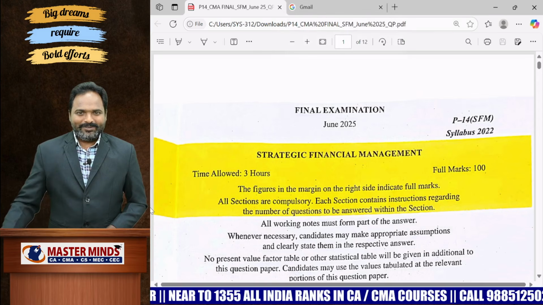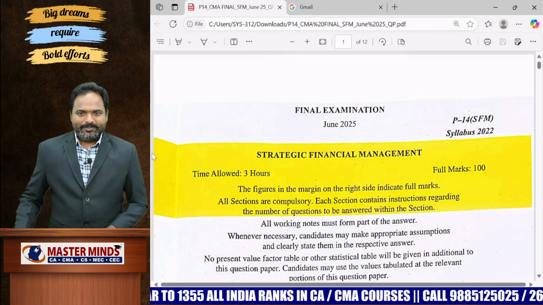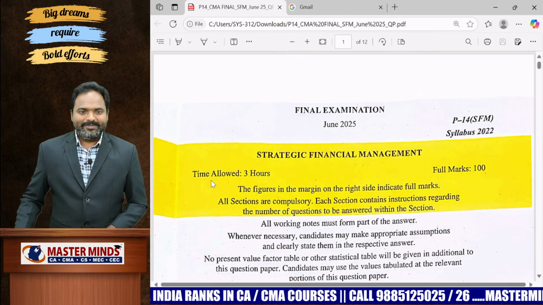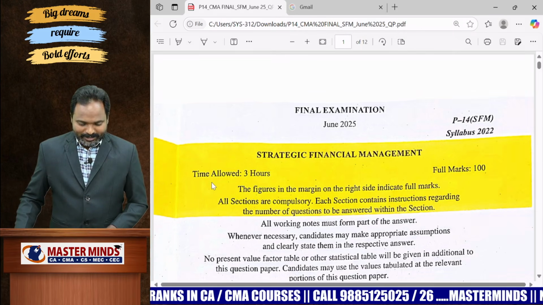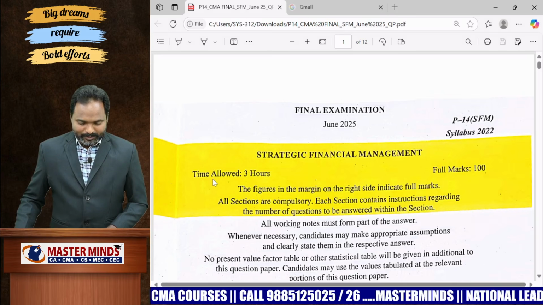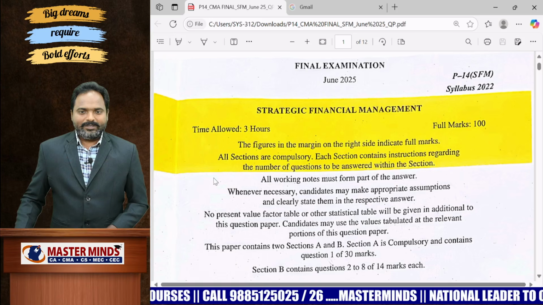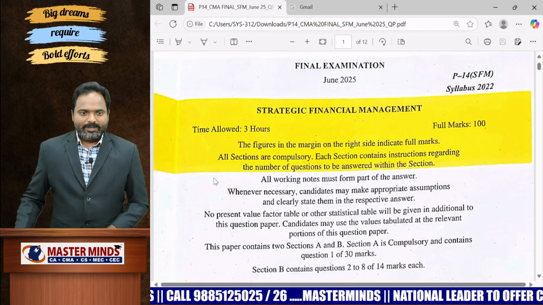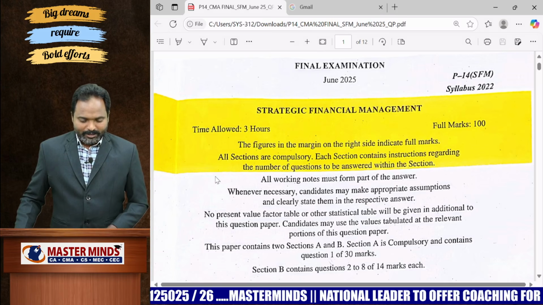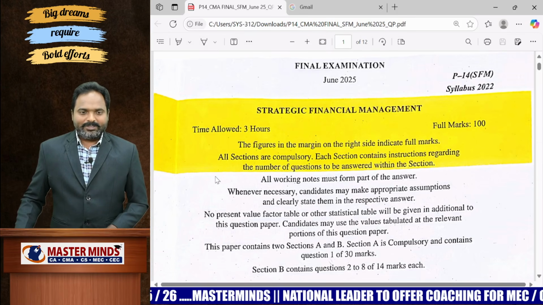So today we are here to discuss the CMA Final SFM question paper. Now it is in our hands. This is the completed exam today, CMA Final. Let us review. We already discussed the day-before-exam strategy. As per our strategy, we'll check whether the question paper is covered from our material or not, and whether it is moderate or not. Everything we'll discuss now.